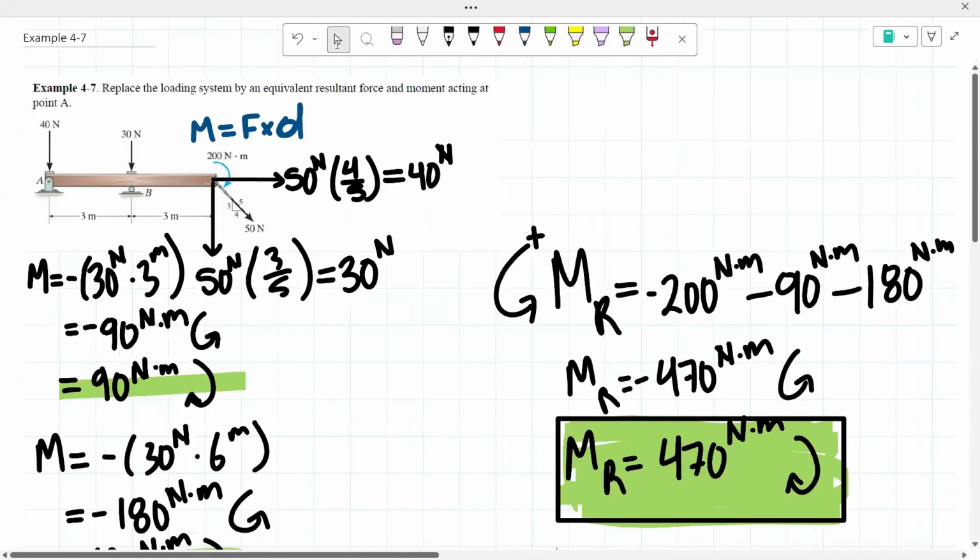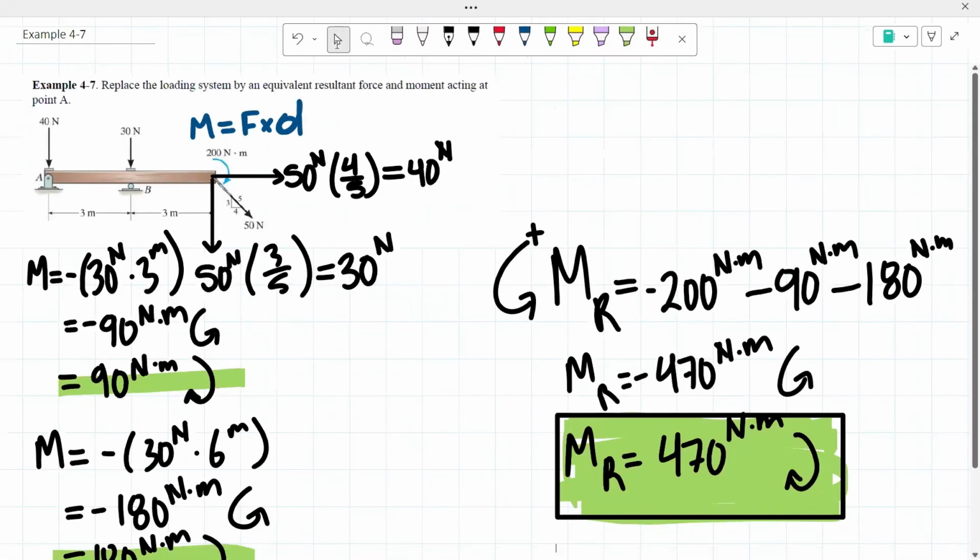So with that, we were able to replace the loading system by an equivalent resultant moment. So the only thing that's missing now, so we did this part, so we could check that part. The only thing that's missing now is the equivalent resultant force. So to do that, now that we have all of our forces, remember these are our forces, 40 newtons, 30 newtons, 30 newtons, and then we have our 40 newtons right here. So we have to find an equivalent resultant force to that.